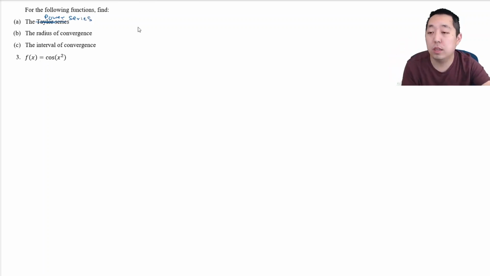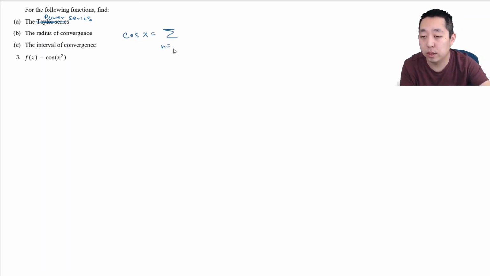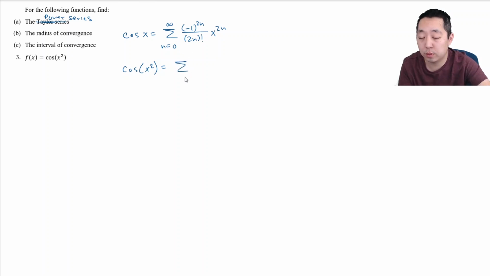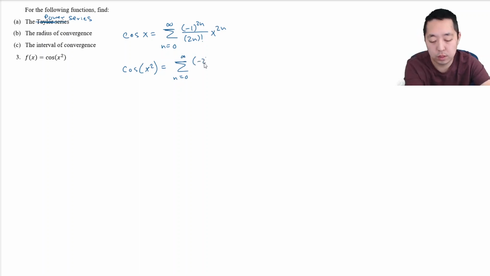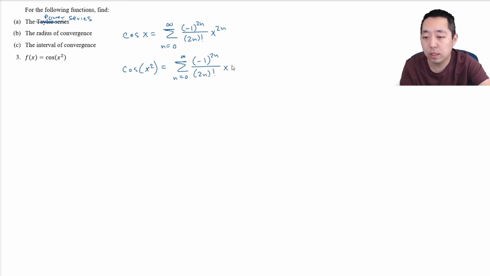Okay, so cosine of x, you want to memorize the formulas for basic ones. Cosine's even, so it's going to go (-1)^n over (2n)! times x to the 2n. So when I do cosine of x squared, I just have to use this same series, but I just replace x with x squared. So (-1)^n over (2n)!, x squared to the 2n. That ends up being x to the 4n.